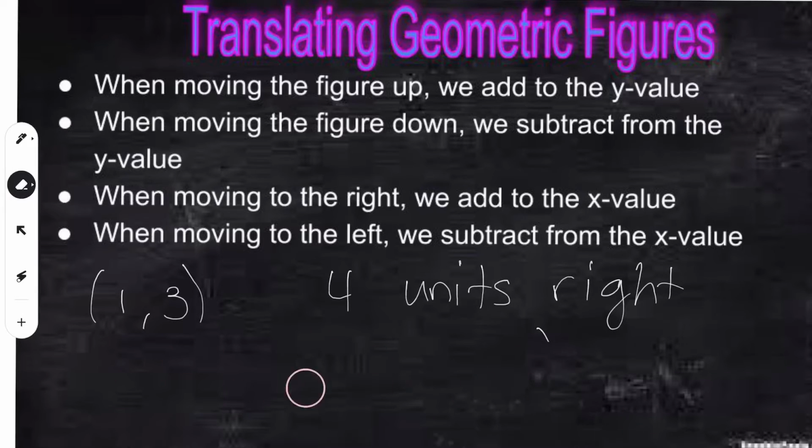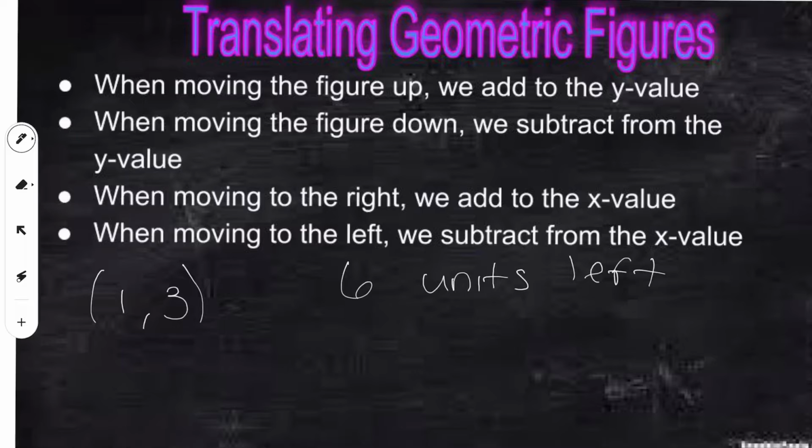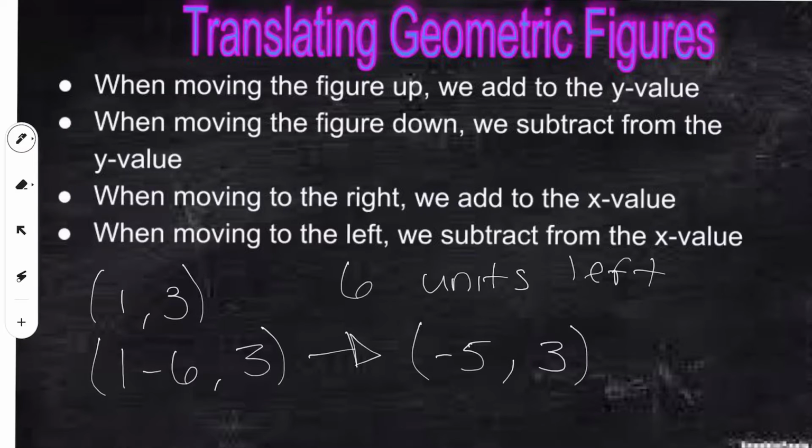And the last one, when moving to the left, we subtract from the x value. So say I want to move 6 units to the left. I take my x value 1 and subtract 6. I leave my y value alone because I'm only moving to the left. And this gives me 1 minus 6, which is negative 5. So my new x value is negative 5, and my y value stays as 3.